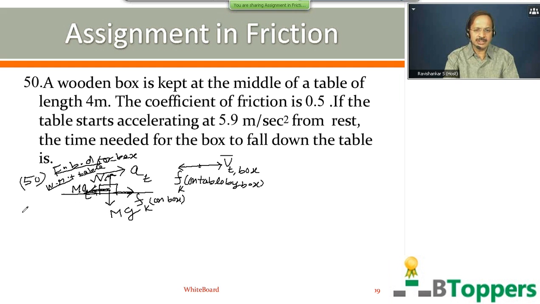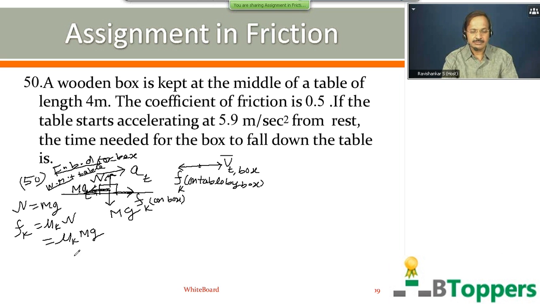So the box has no motion in the vertical direction. So the y component of the resultant force, or vertical component of resultant force, is 0. So the magnitude of normal reaction on the box by the table, you can take it as mg. So the magnitude of kinetic friction on the box by the table is equal to mu_k into m g. So here mu_k is 0.5. We'll substitute numericals in the next step.